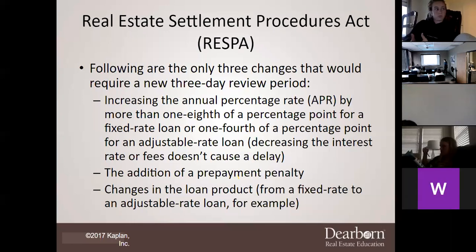If they add a prepayment penalty, it's going to require another 3-day review period, which, as we said before, the Obama administration did away with. So you might see it on loans that were done, because they're 30-year loans, you might still see them. But newer ones, you won't see that. And any changes in the loan product, from a fixed rate to an adjustable rate, for example, would cause another 3-day review period. So if any of these things happen, you're going to have to push out 3 more days.